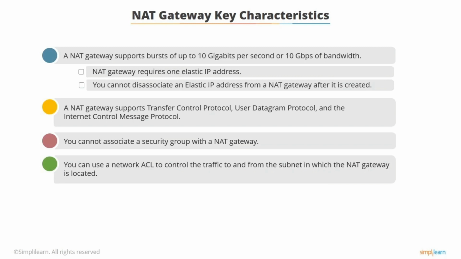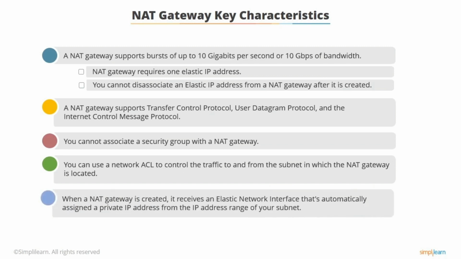A NAT gateway uses the ports 1024 through 65535. When a NAT gateway is created, it receives an elastic network interface that's automatically assigned a private IP address from the IP address range of your subnet. You can view the NAT gateway's network interface in the Amazon EC2 console.